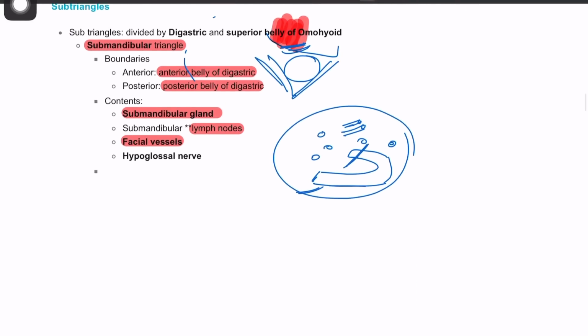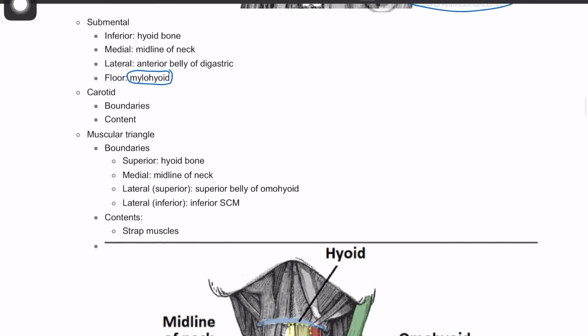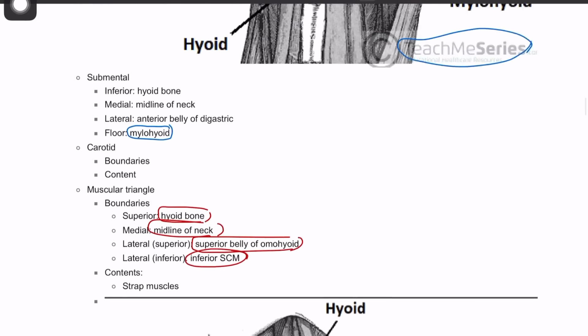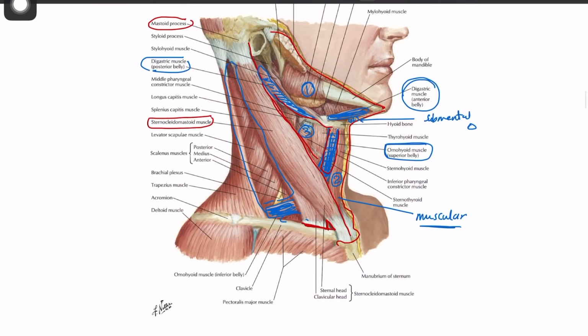Okay. In terms of the last triangle, which is the muscular triangle, remember the boundaries are the hyoid bone superiorly, the midline anteriorly, and also lateral on both sides. You have the superior belly of omohyoid muscle, and the inferior is the sternocleidomastoid. If you go back again, so that's the muscular triangle. You have this one and this one. So sternocleidomastoid and superior belly of omohyoid and midline anteriorly, and the hyoid bone in this area. It's not actually a triangle. It's sort of coming in the way like that. All right, if that makes sense.